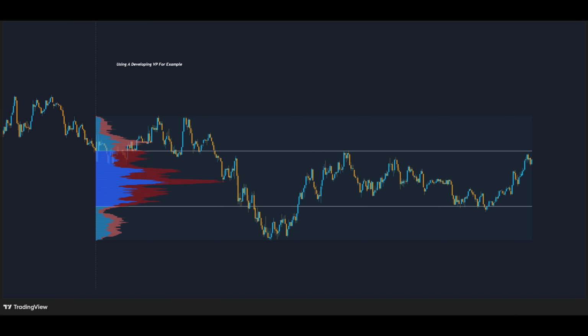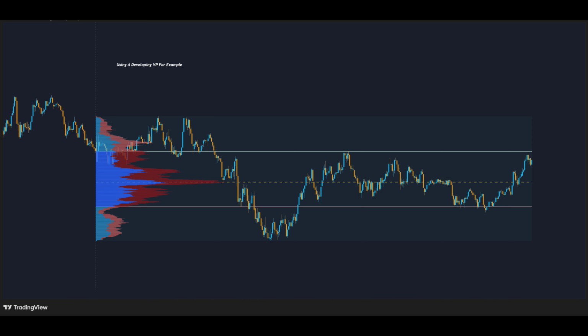It's not shifting dramatically higher or lower. The VAH might move a few ticks up or down, and the VAL might adjust slightly, but the overall range stays consistent. This tells you that participants have agreed on a fair price zone, and the market is content to trade within it. Clue number 2, POC stickiness.